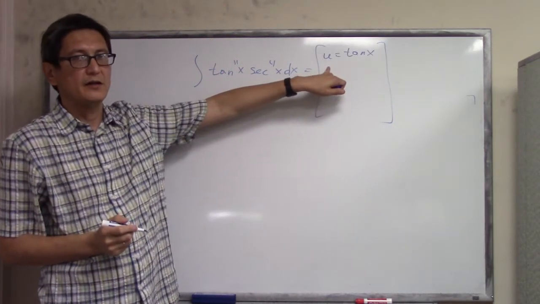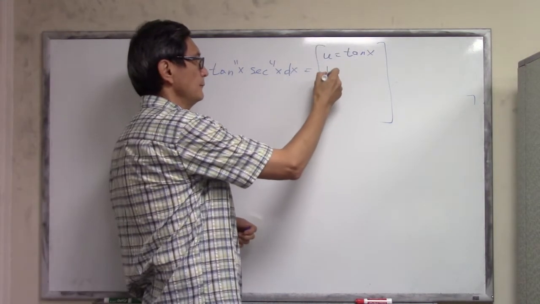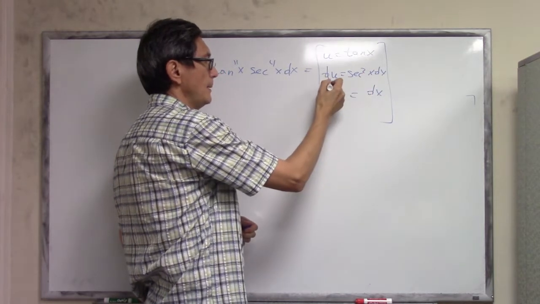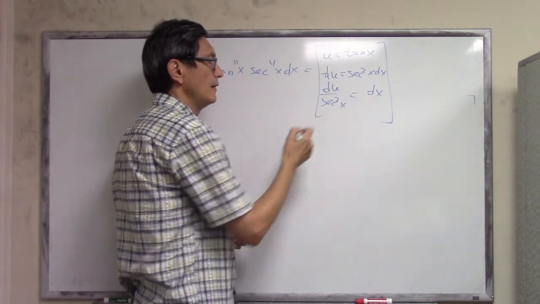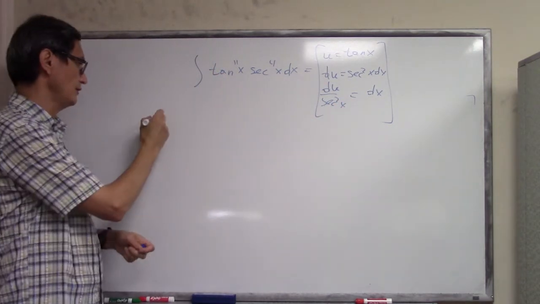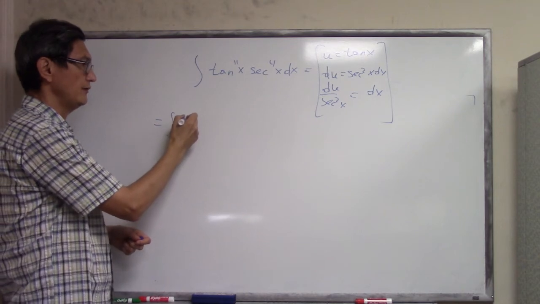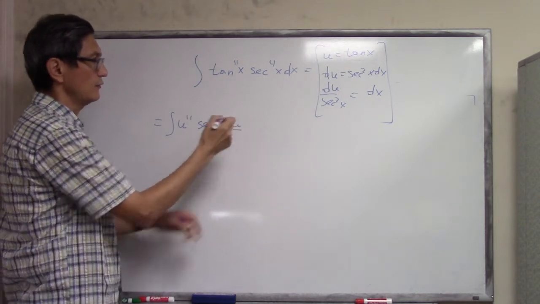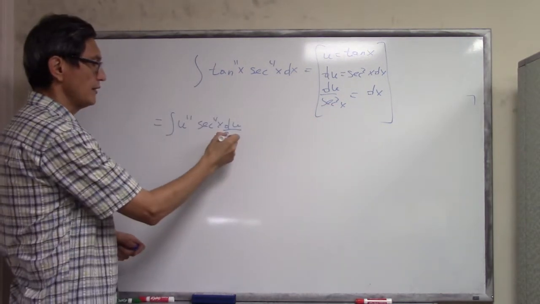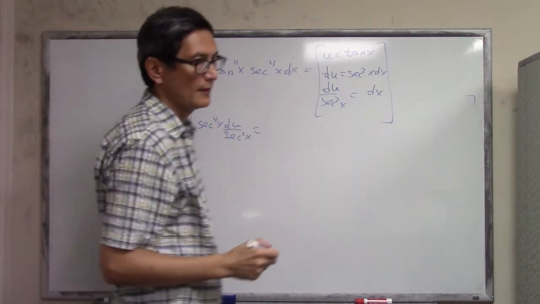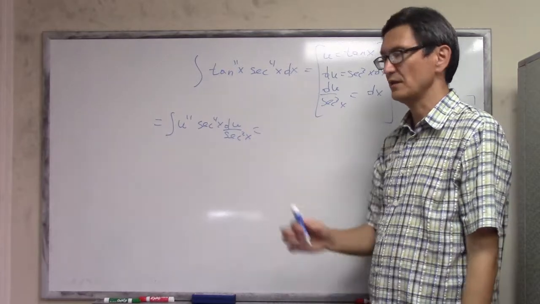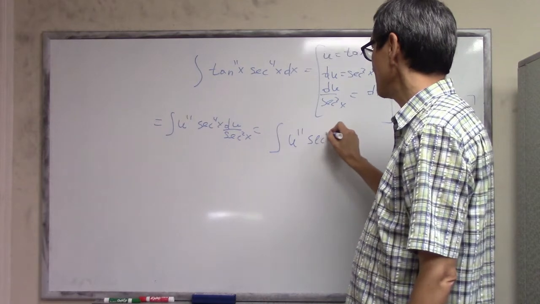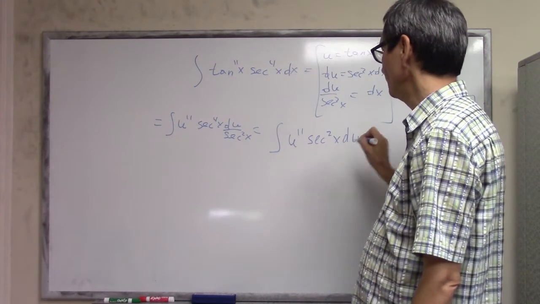Then recall that the derivative of tangent is secant squared. Solve for dx, and proceed with the substitution. So we have the integral of u to the 11 secant raised to the 4th x, and instead of dx we substitute in du over secant squared x. Reduce the power of secant to the 4th with secant squared on the bottom. So we have the integral of u to the 11 secant squared x du.